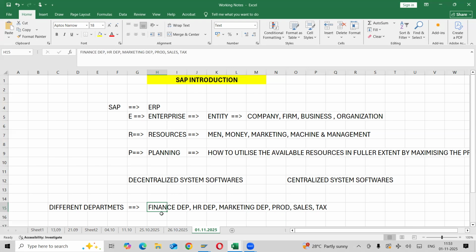Right? So until the finance department raises a request to the HR department, the HR department can't take any action. So here the HR department will probably not have access to check the data of the finance department or the marketing department or any other department. Clear? So what happens here? This happens only with decentralized system software, meaning each department works on its own. The communication will not flow from one department to another. Clear? That kind of software, we call a decentralized system software.